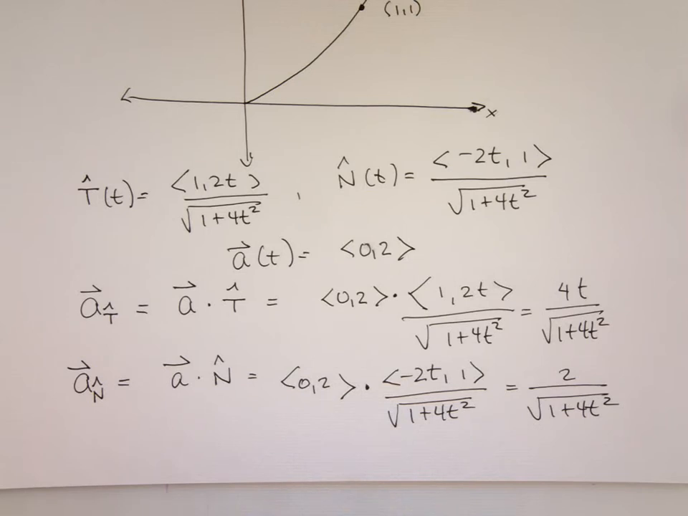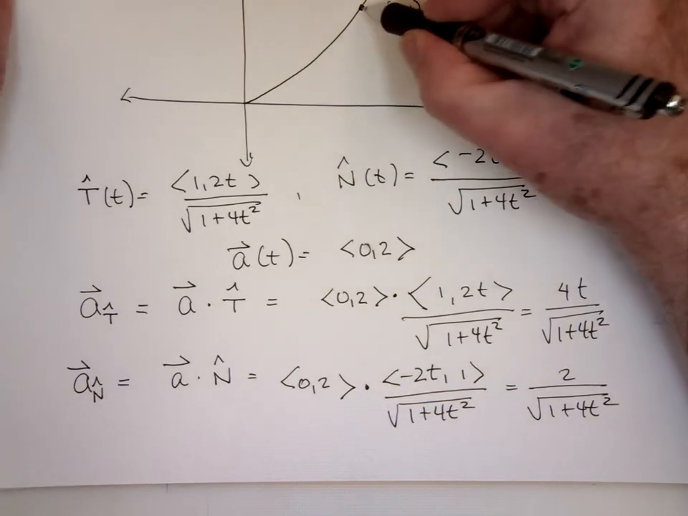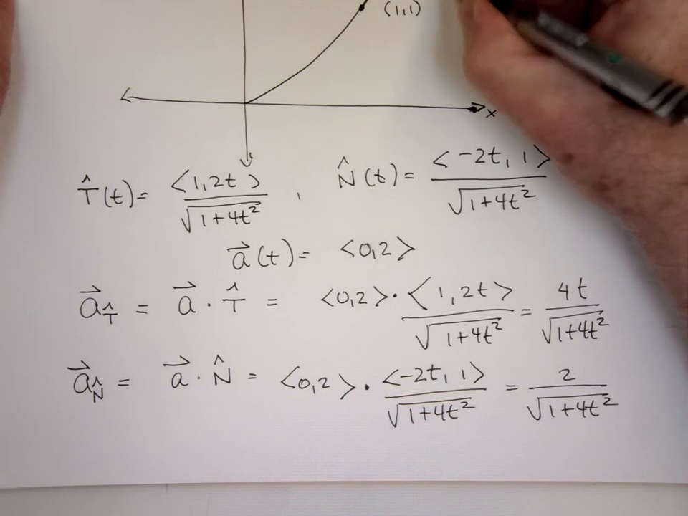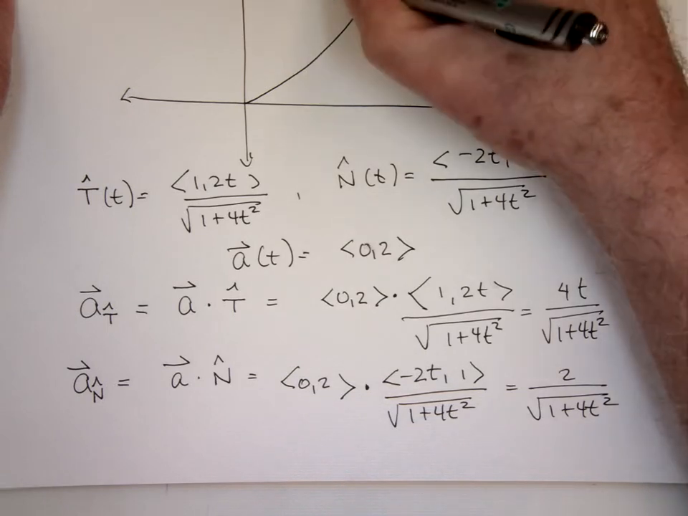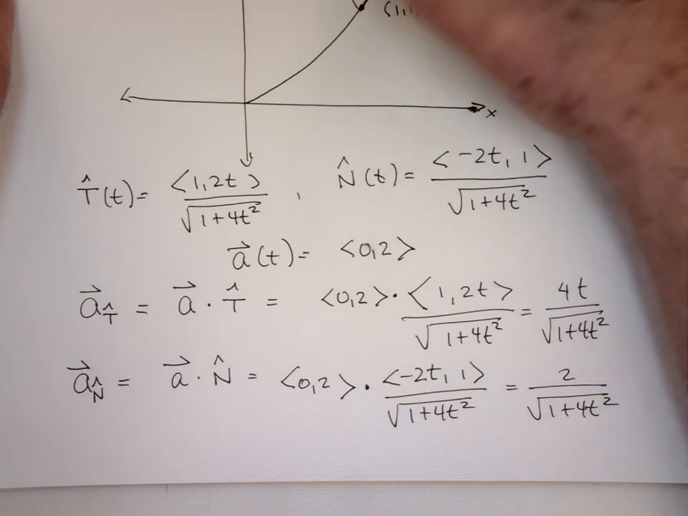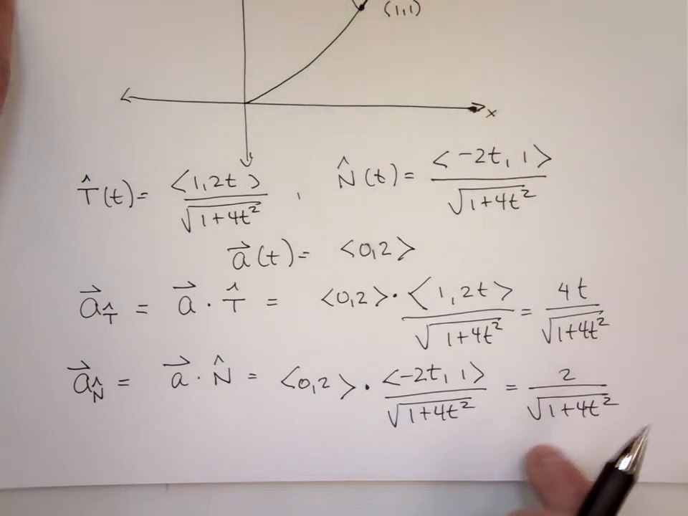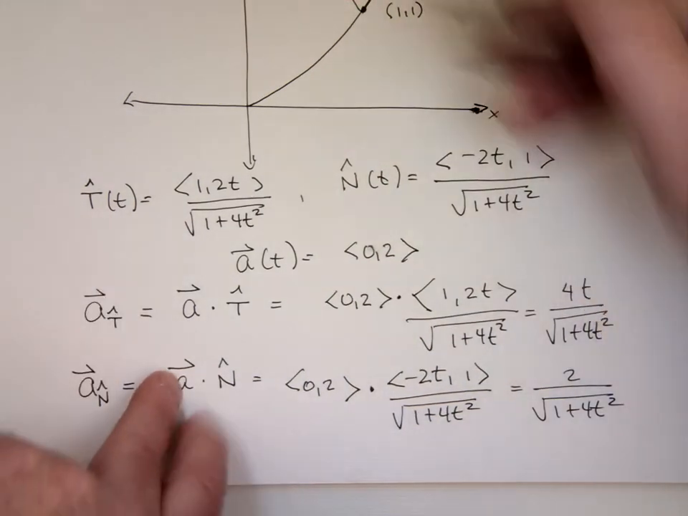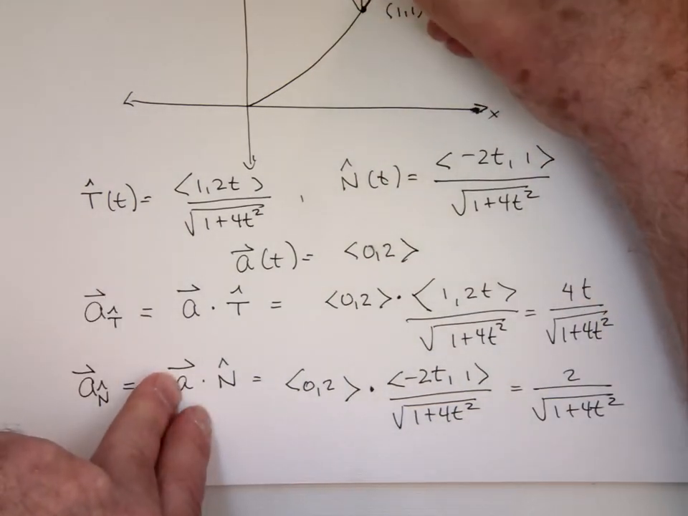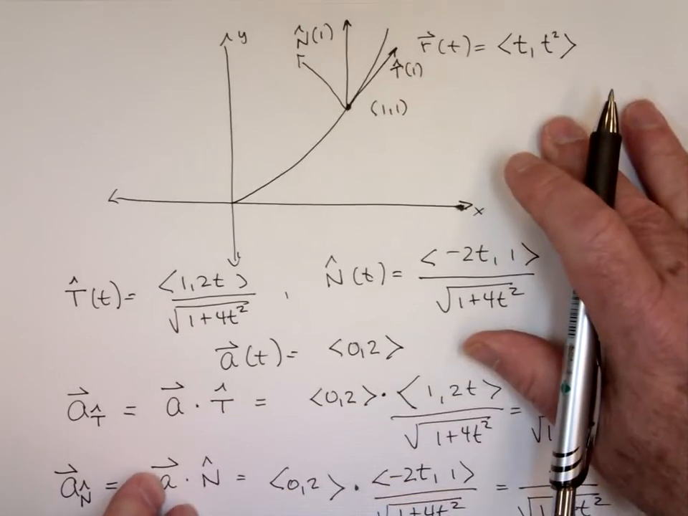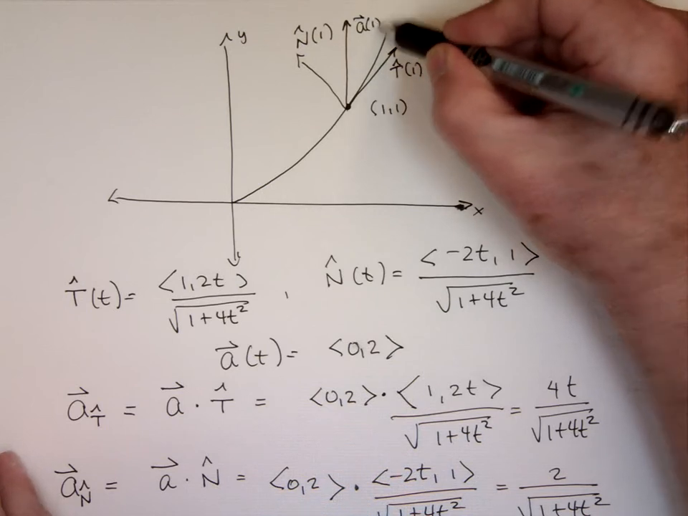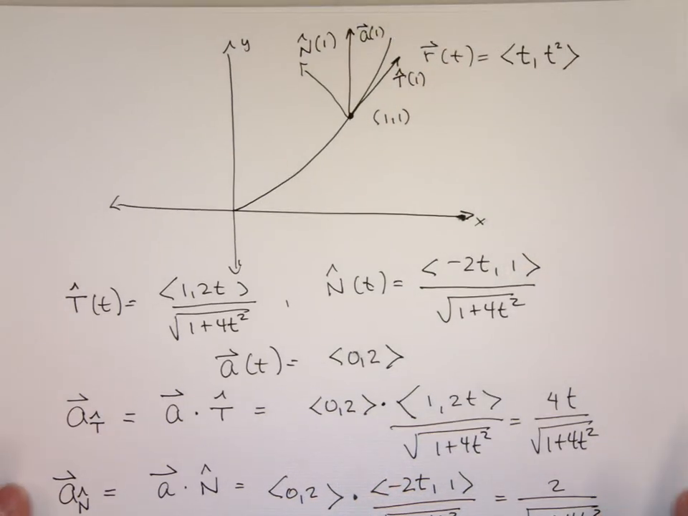All right, let me draw some things here. Here's our unit tangent. Principal unit normal. I'm going to prove it for all t. I'm drawing it at t equals 1. We have our acceleration, which we know is 0, 2. This is our acceleration here. That acceleration of 0, 2 is true everywhere along this path, not just at this point.